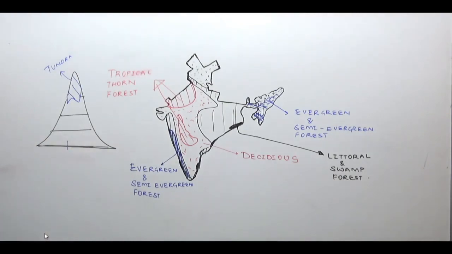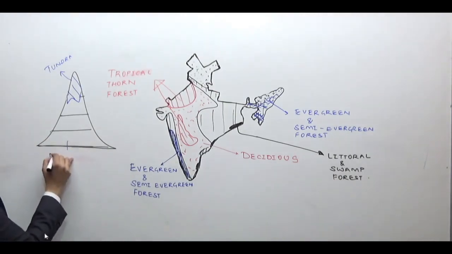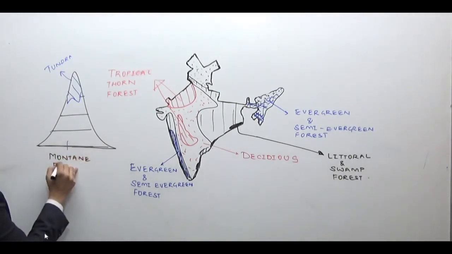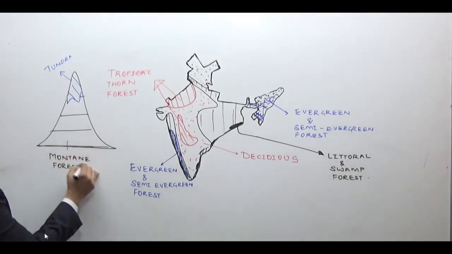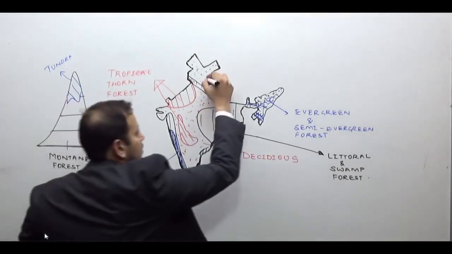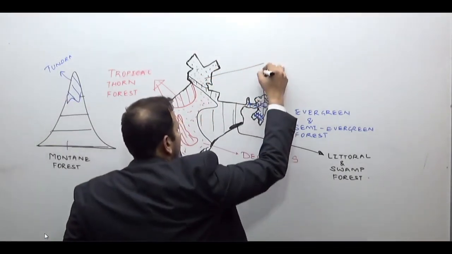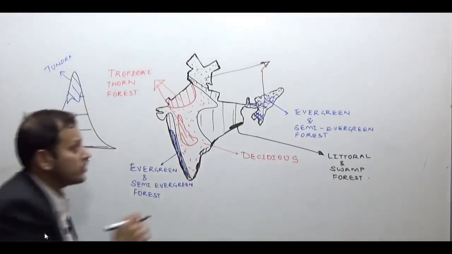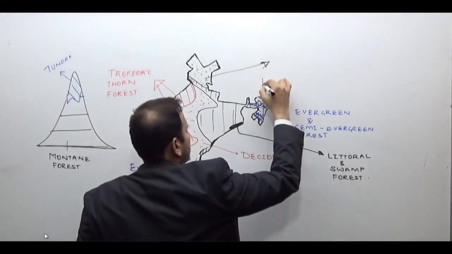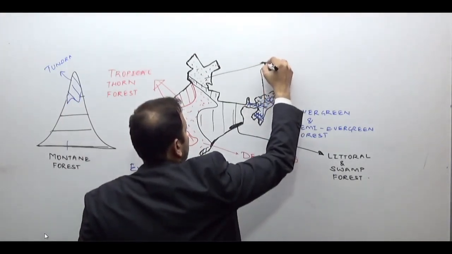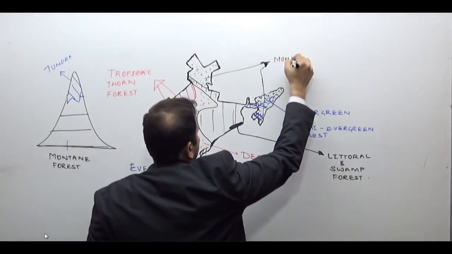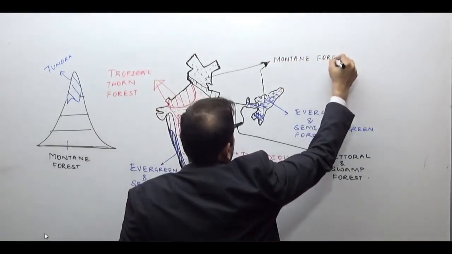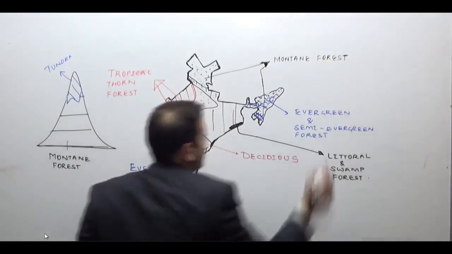So therefore we classify the mountains on the basis of their height into a different kind of forest. These are known as mountain forest. And in India, the mountain forest will be found in the higher reaches of the Himalayas and also in the higher reaches of the peninsular plateau region.